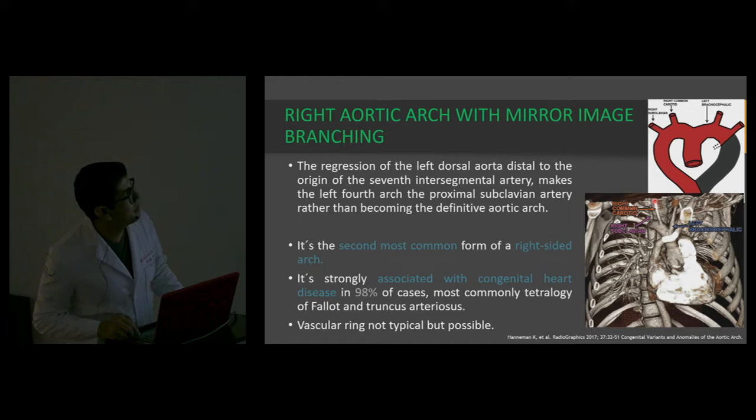Right aortic arch with mirror image branching: the regression of the left dorsal aorta distal to the region of the 7th intersegmental artery makes the left fourth arch the proximal subclavian artery, rotating and becoming the definite aortic arch. It's the second most common form of right side arch, and it's strongly associated with congenital heart disease in 98% of cases, most commonly tetralogy of Fallot and truncus arteriosus. Vascular rings are not typical but possible. And this is a volume rendering that shows us a right aortic arch with mirror imaging. Okay.